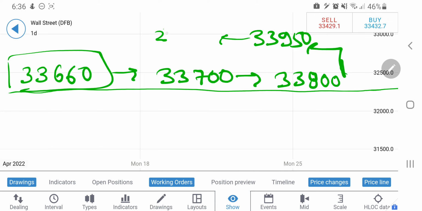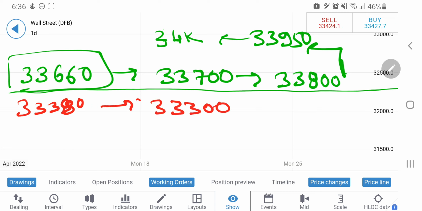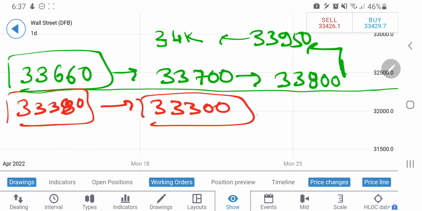34,000 plus levels, I doubt that it might try to breach, but these are markets, anything is possible. It can go beyond these levels also. On the downside, if you see it trading below 33,380, you can go short. There is a very strong support at 33,300, and there is a milder bearishness below 33,380, and below that 33,300. Below that it will try to break strongly on the downside.